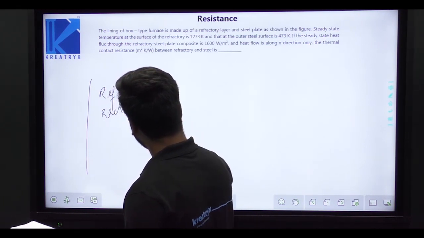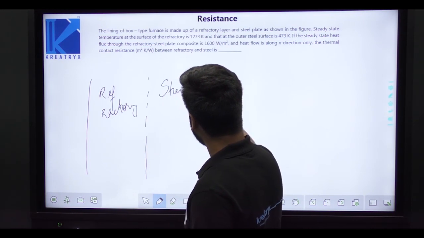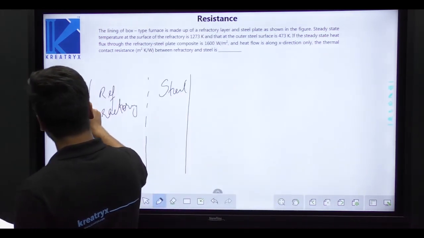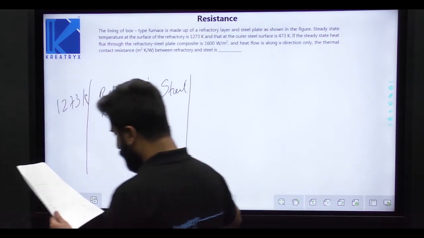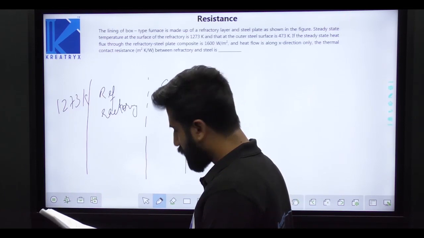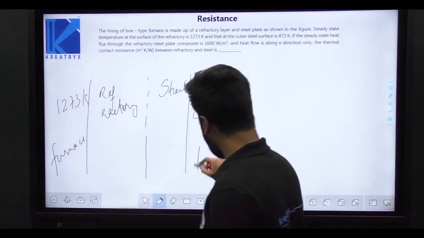Okay. And this is steel. Okay. So this is 1273 Kelvin, and some data is also given. This is at 473 Kelvin. This is furnace, and this is ambient.